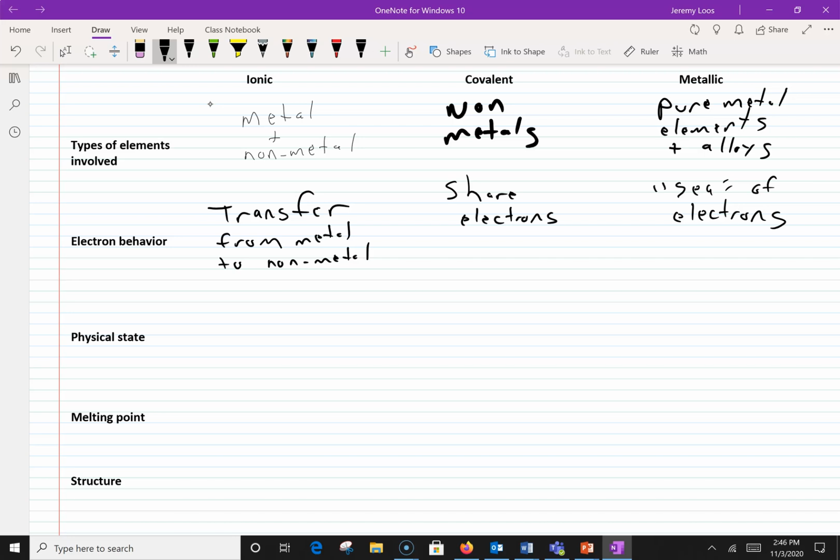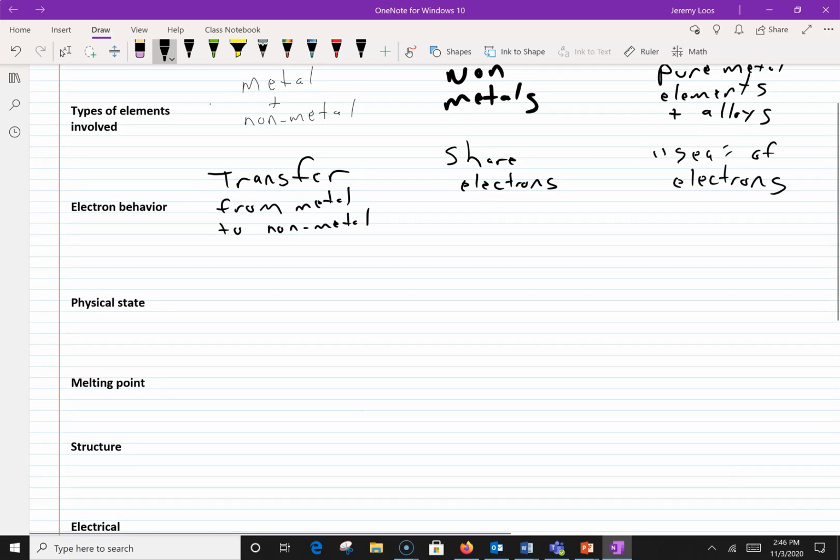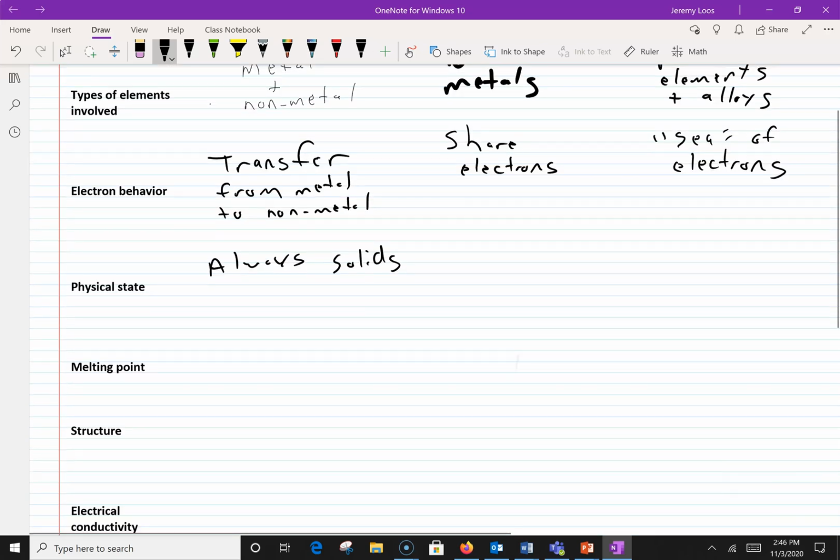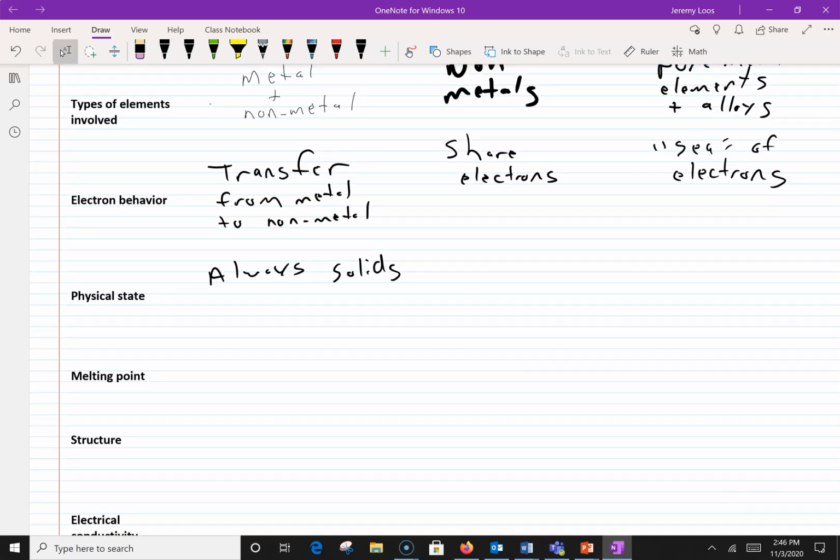Okay, physical state. By this, I mean like solid, liquid, gas. We've not talked about this in class. It shows up a little bit on that covalent thing, but ionic compounds are always solids. Whereas covalent compounds can actually be all three.